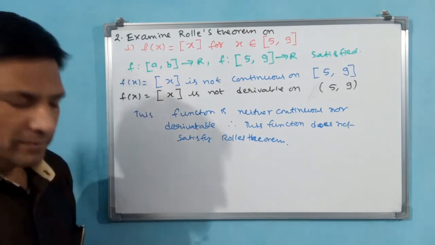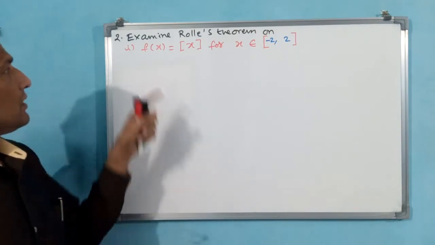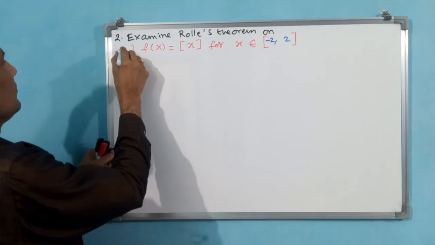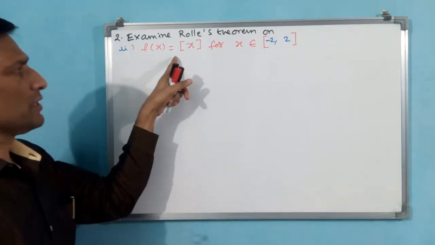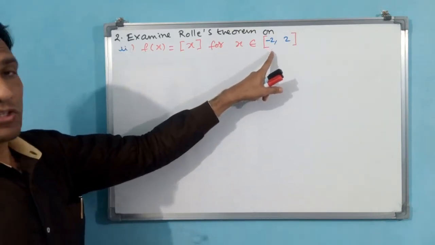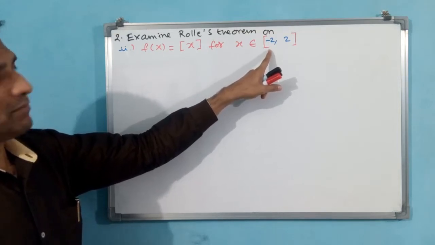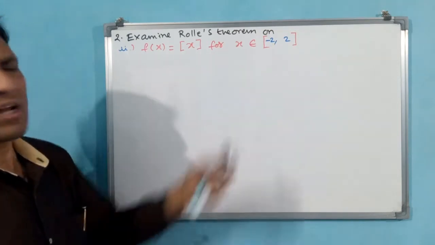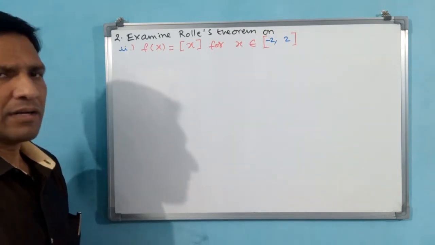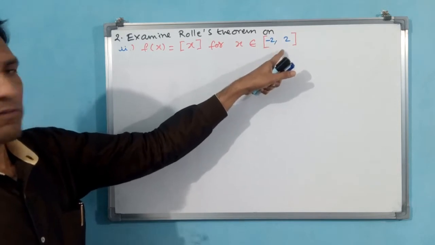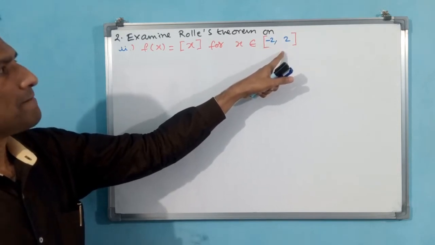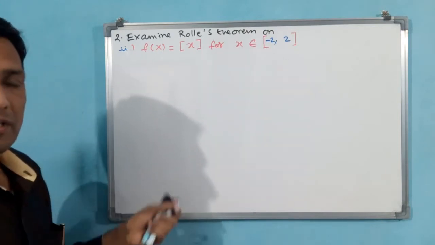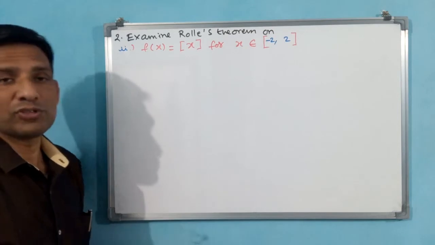Let us go for the second part. See, they have given the same function, but only the limits they have changed. Same greatest integer function only, but now the interval is minus 2 to 2. Earlier 5 to 9 was there. Even this is not continuous. Why? Because at 0, at 1, at minus 1, these functions are not continuous. Then this function is also not following Rolle's theorem, like we can write.